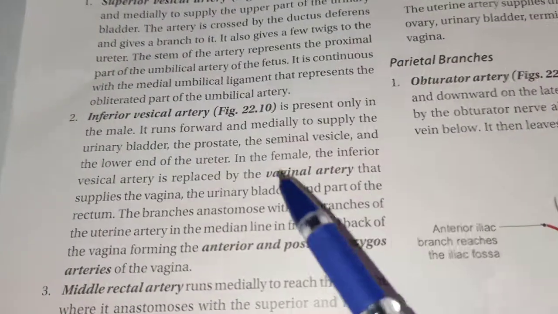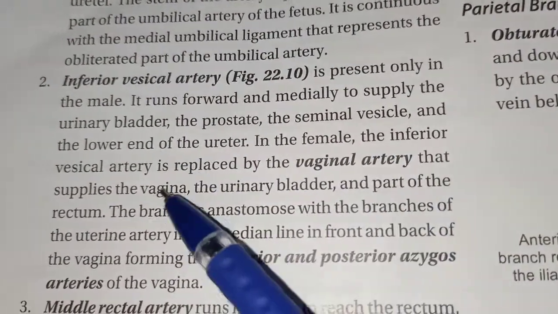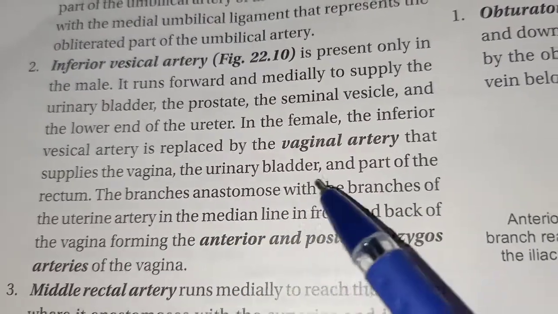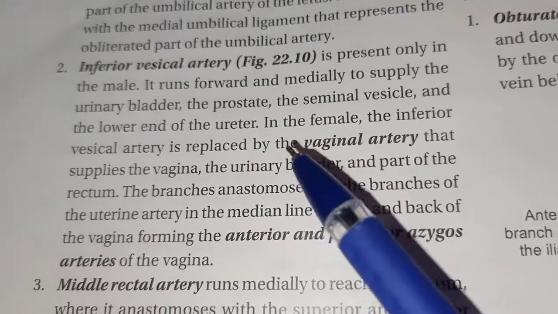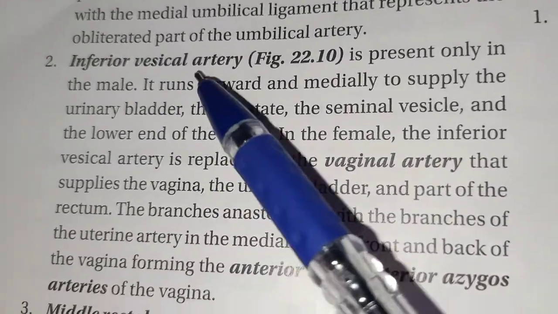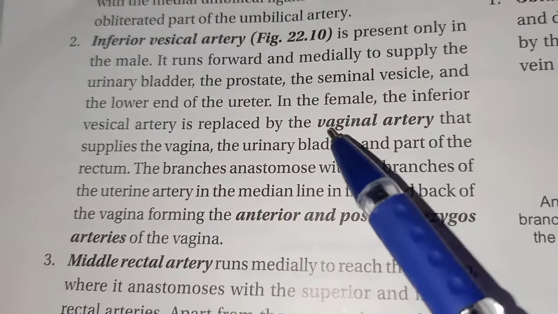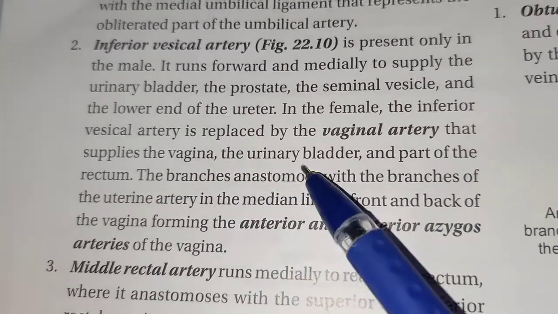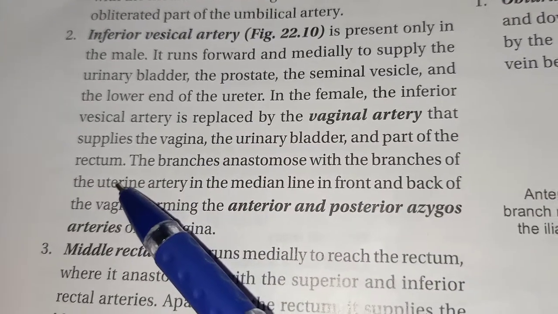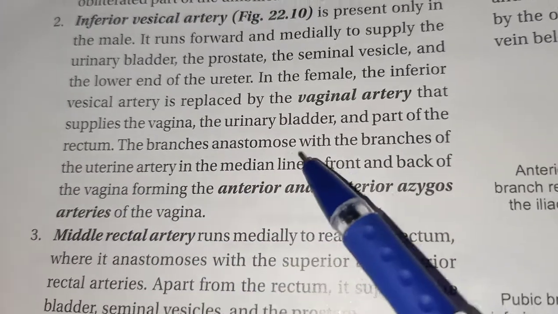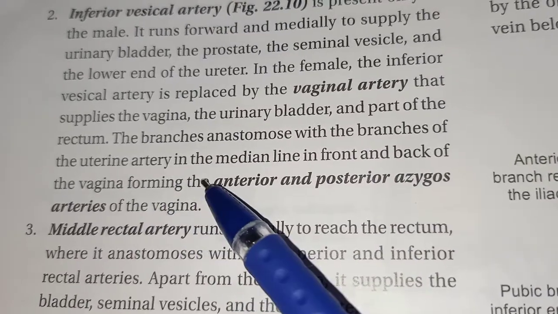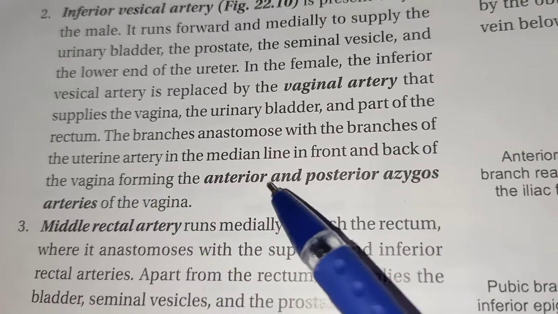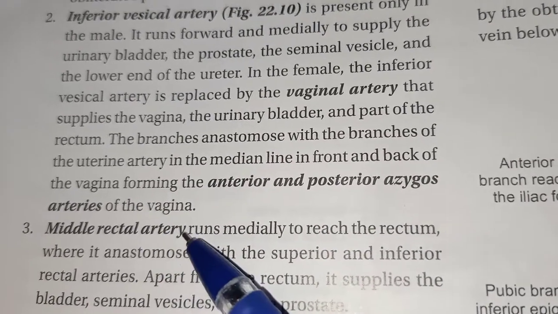Now, in females, the inferior vesical artery is replaced by the vaginal artery that supplies the vagina, urinary bladder, and part of the rectum. So, in females, instead of the inferior vesical artery, the anterior trunk gives the vaginal artery, and the vaginal artery will supply the vagina, the urinary bladder, and part of the rectum. The branches anastomose with the branches of the uterine artery in the median line in front and back of the vagina, forming the anterior and posterior azygos arteries of the vagina.